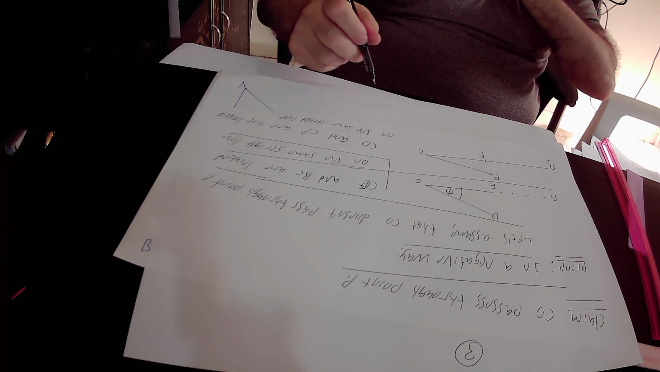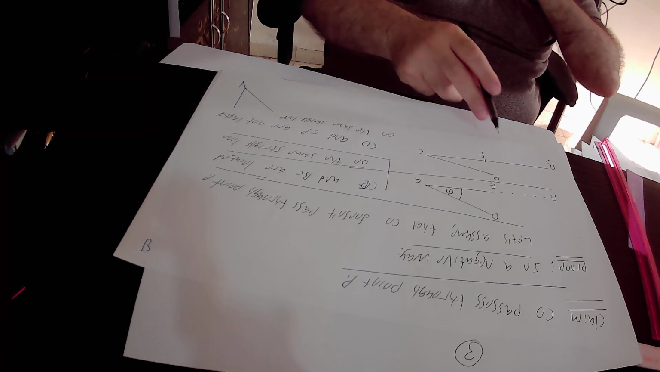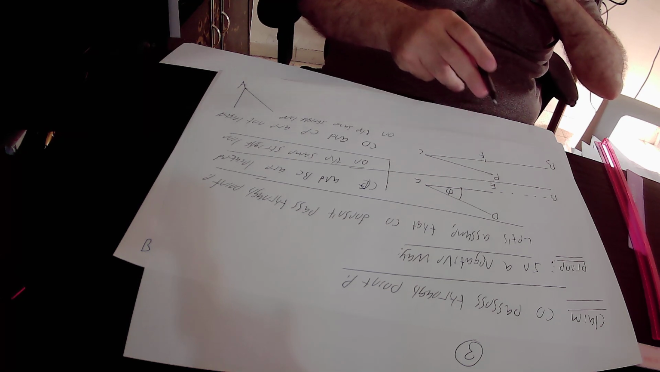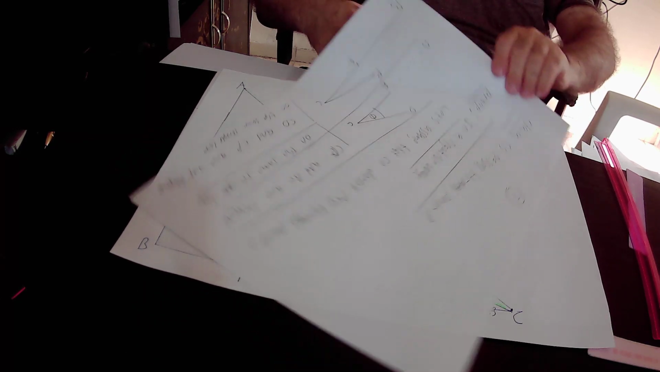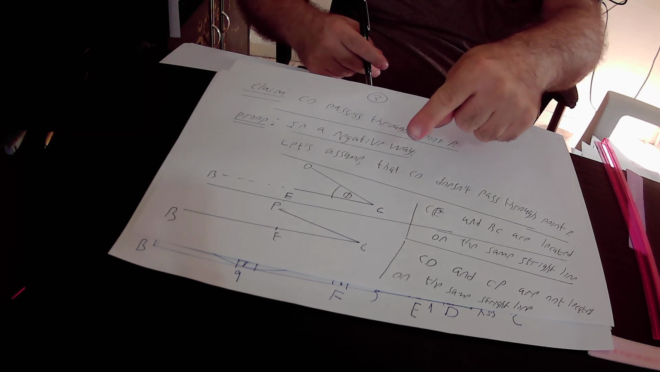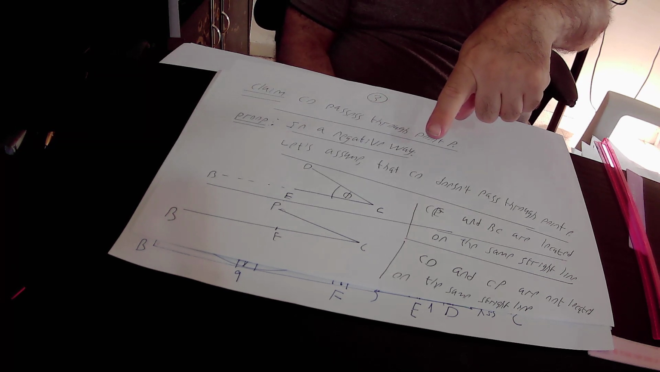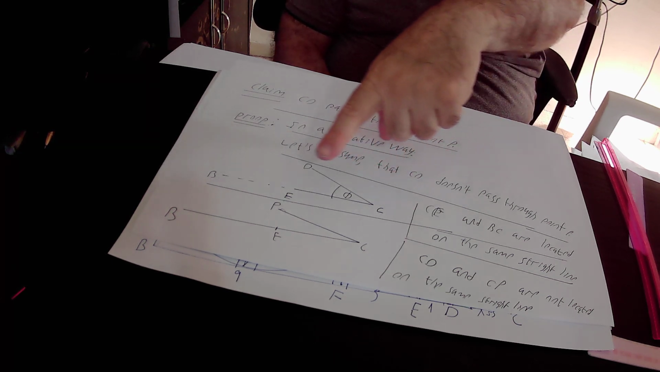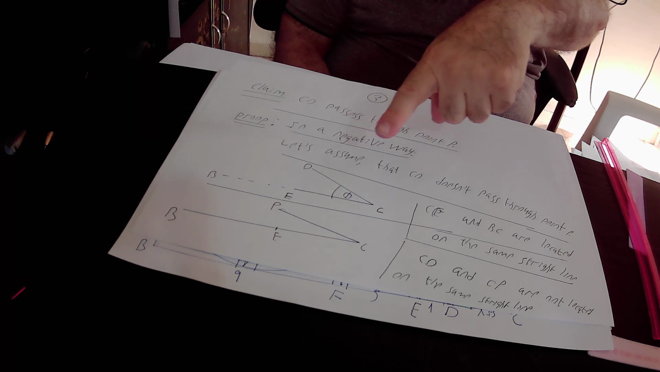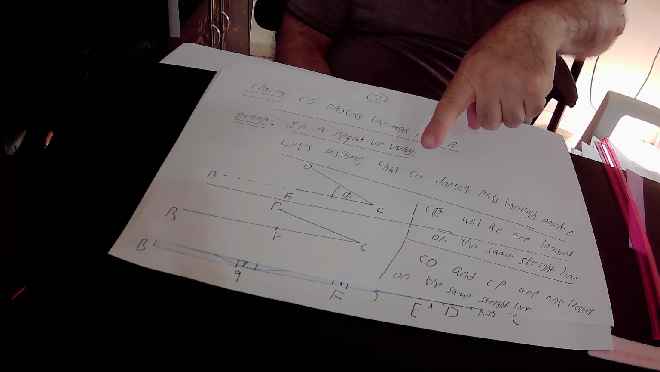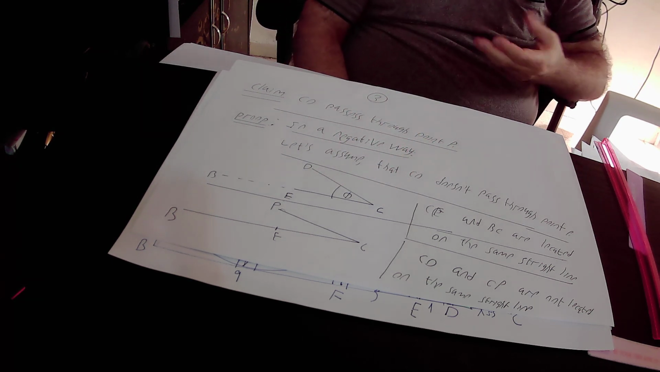And this conclusion is due to the fact that, according to our assumption, CO doesn't pass through point P. Okay, so we have here two angles that have one of their legs located on the same straight line, that is to say EC and BC are located on the same straight line, while the second legs, that is PC and OC, are not located on the same straight line.